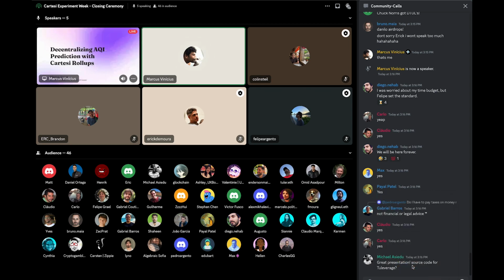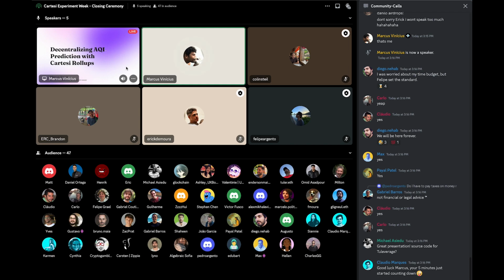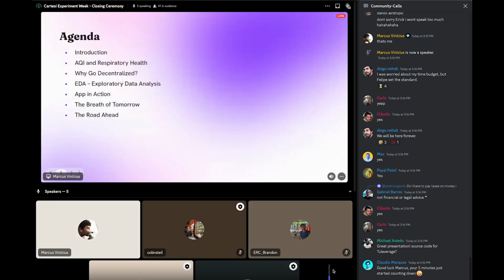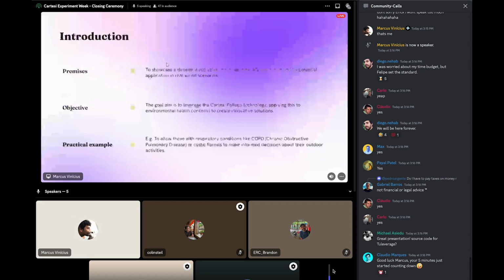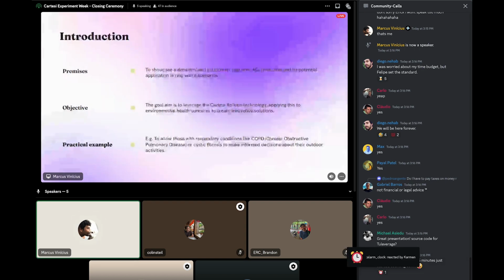AQI prediction and Cartesi Rollups. So let's get started. Here we'll be covering from the basics of the AQI to how we are leveraging the Cartesi Rollups for this decentralized solution. So let's dive in. The aim here is to provide a real-time AQI prediction using Cartesi Rollups. This solution addresses environmental health concerns, specifically assisting individuals with respiratory ailments such as COPD to make informed decisions, right?